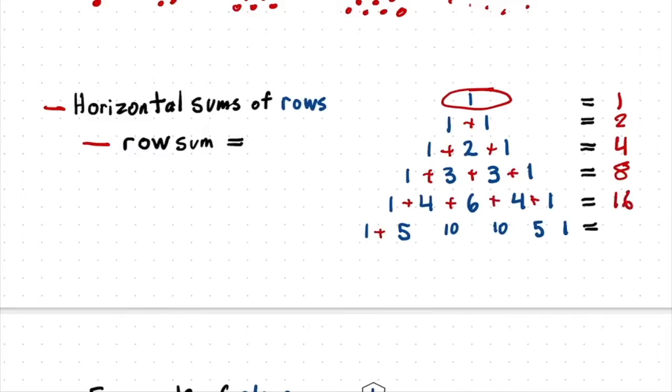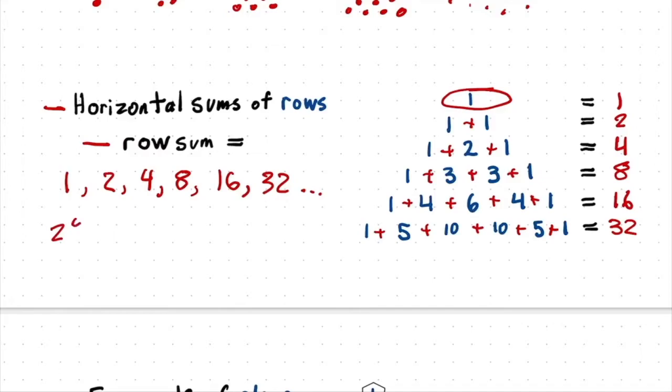And this next one is 32. And maybe you guys start to recognize those numbers. But if not, we can say that the numbers 1, 2, 4, 8, 16, 32, and so on are equal to the powers of 2. So 1 is just 2 to the 0, because any number to the power of 0 equals 1.